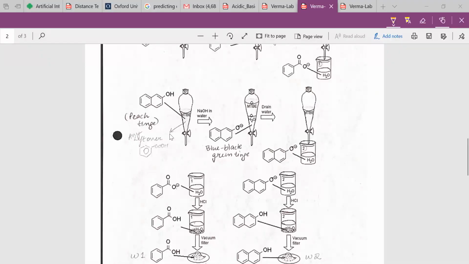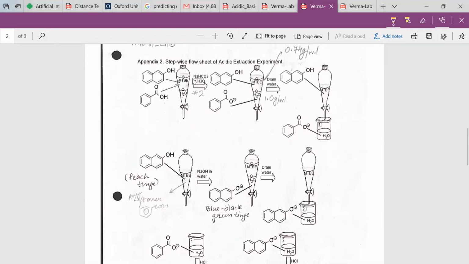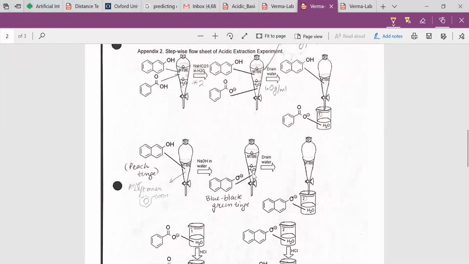Once the second extraction is complete and you see a distinct layer form between the two different layers, you will know that the aqueous layer now carries the 2-naphthol. Remember, this 2-naphthol did not react with sodium bicarbonate. It was left behind in MTBE, and hence you can selectively separate out benzoic acid in your first extraction and 2-naphthol in your second extraction.